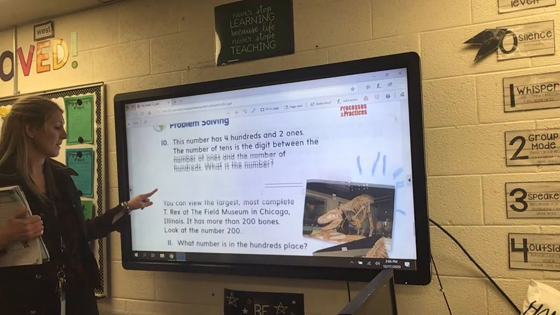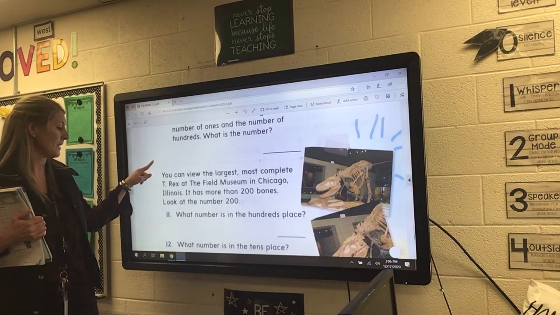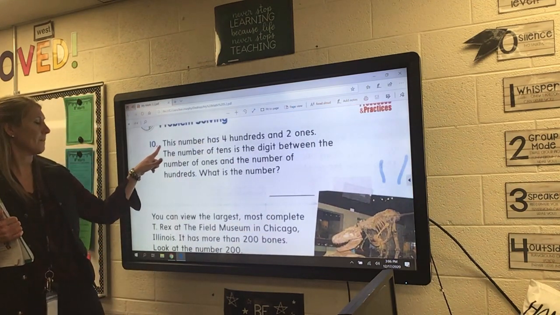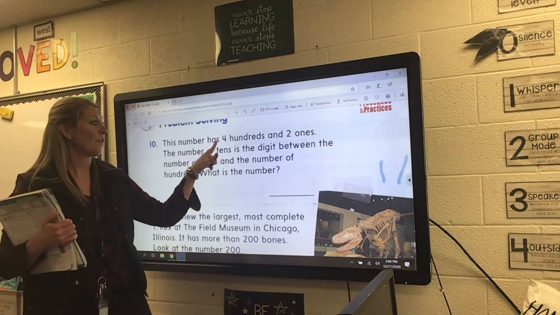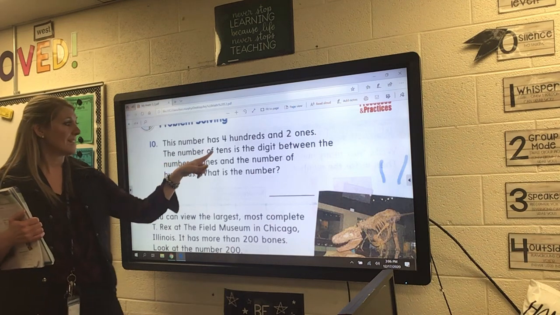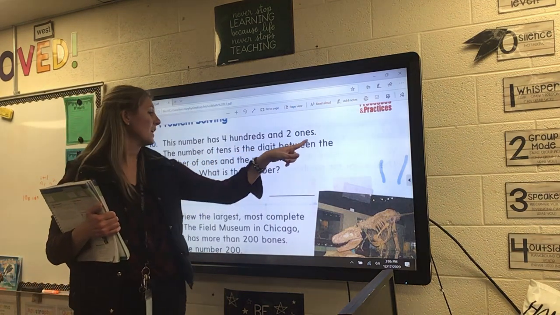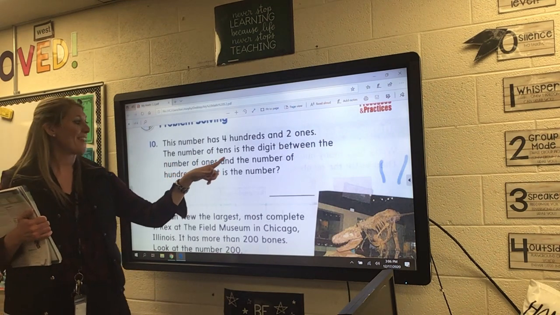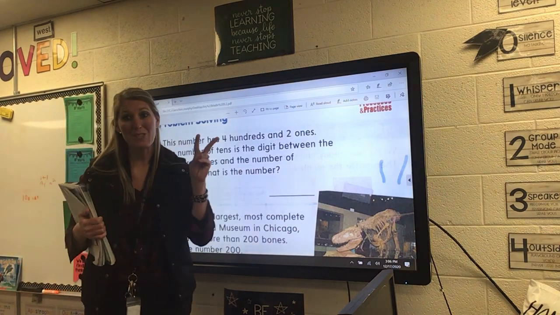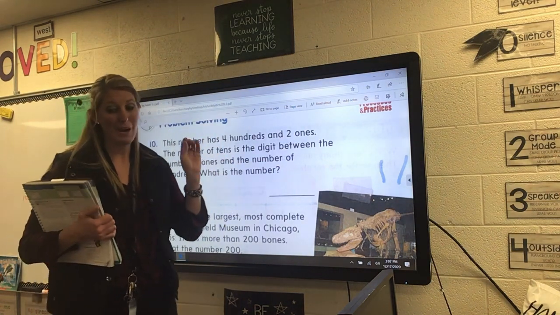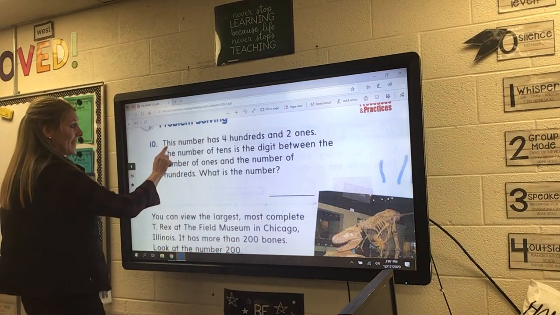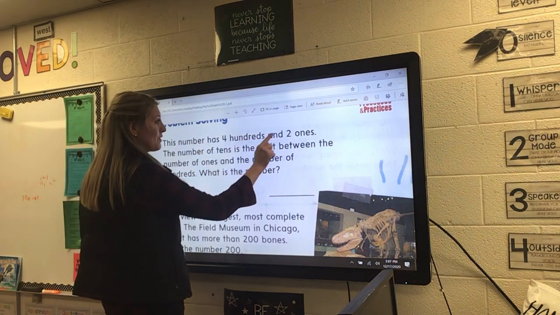So at the top here, seeing if I can make this both fit, but I don't think I can. At the top here, it says a number 10. This number has 4 hundreds and 2 ones. The number of tens is the digit between the number of ones and the number of hundreds. What is the number? So this is a 2-step problem. So this is our problem solving. You gotta figure out the 2 steps here. The first step is, it says, this number has 4 hundreds and 2 ones.